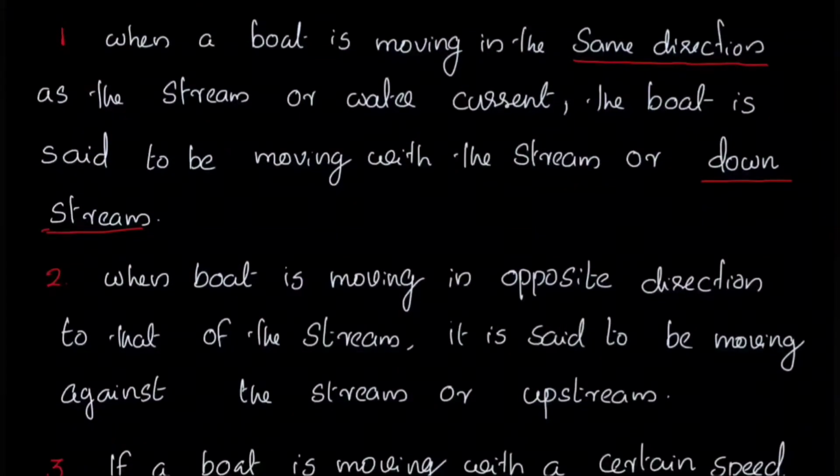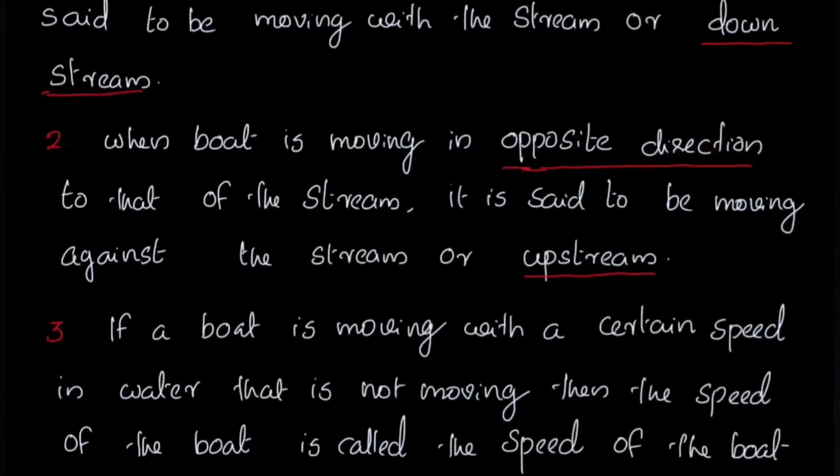When the boat is moving in the opposite direction to that of the stream, that is, if the stream is moving in the forward direction and the boat in the backward direction, then it is said to be against the stream, in the opposite direction. Please note that point. If the boat is moving against the direction of the stream, it is known as upstream. These are the two important terms we have to remember: upstream motion and downstream motion of a boat.